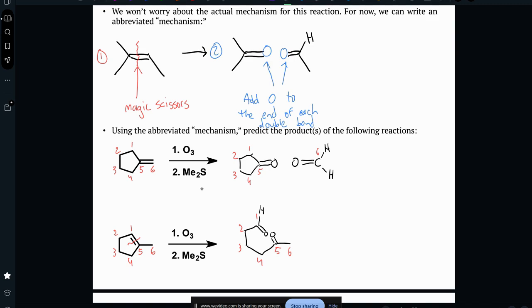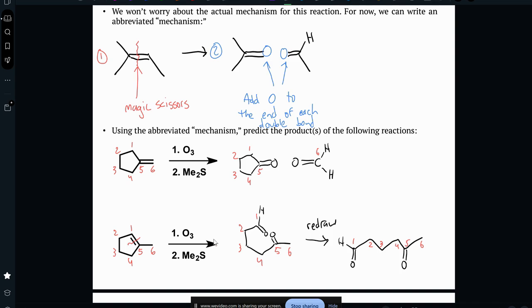I also might redraw it just in a straight line: 1, 2, 3, 4, 5, 6. And if I did it that way, then carbon 1 has an aldehyde and carbon 5 has a ketone. So I could redraw it in a way that would just be a more conventional way to draw it. Either one of those is acceptable.